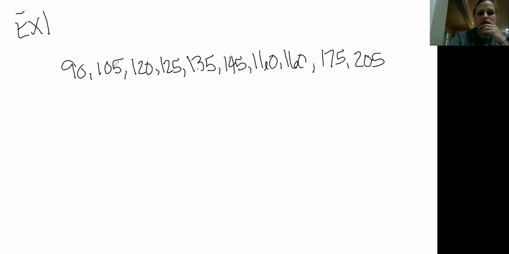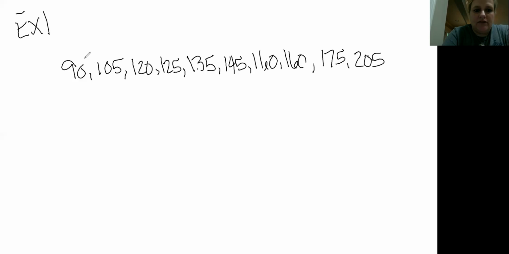So we have 1, 2, 3, 4, 5, 6, 7, 8, 9, 10. Now, it's an even number. So when I work my way to the middle, I'm going to have two numbers in the middle. So I'm going to have to add and divide, okay?